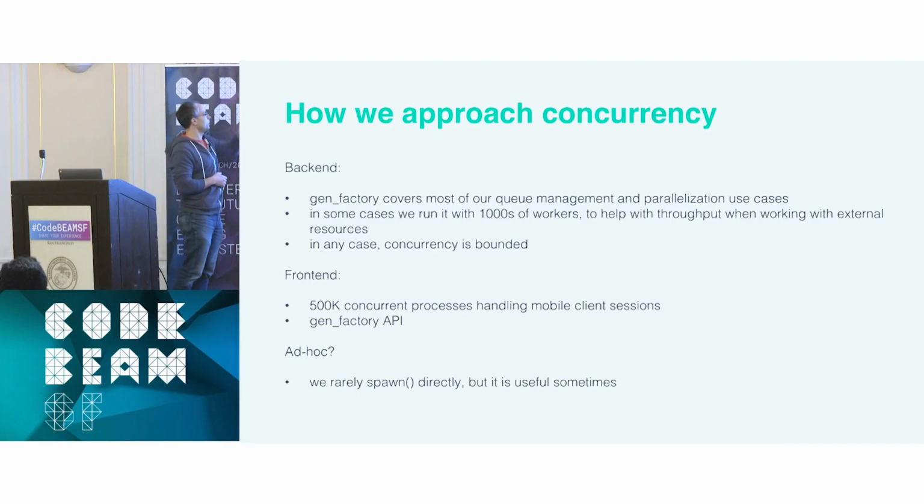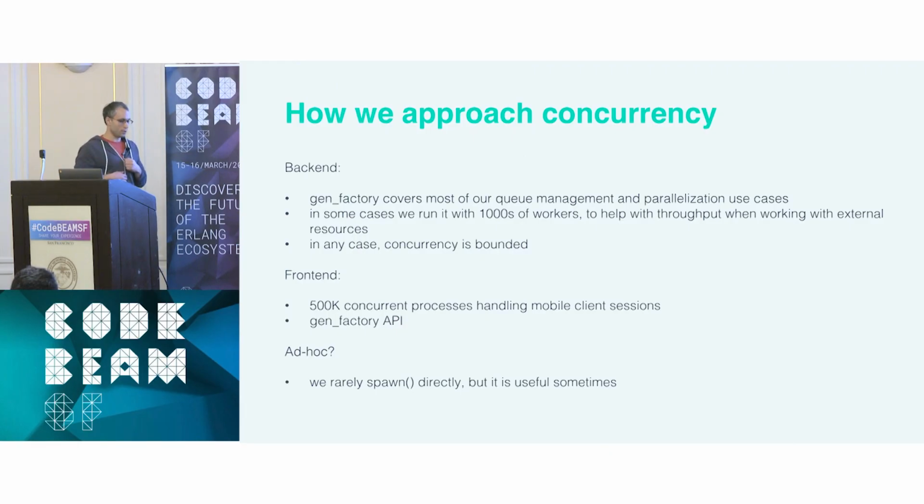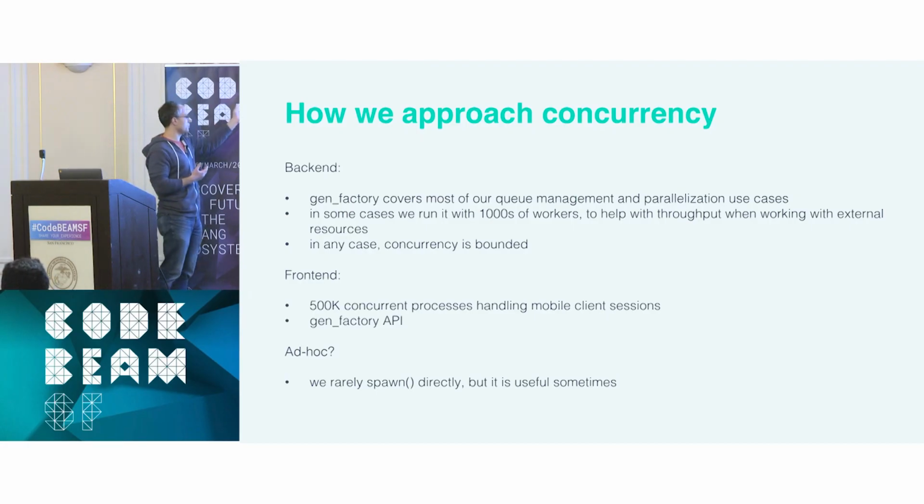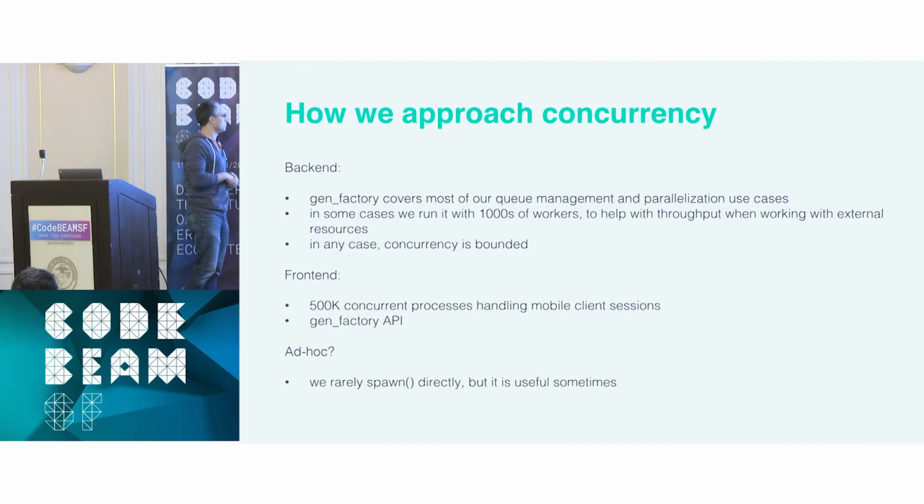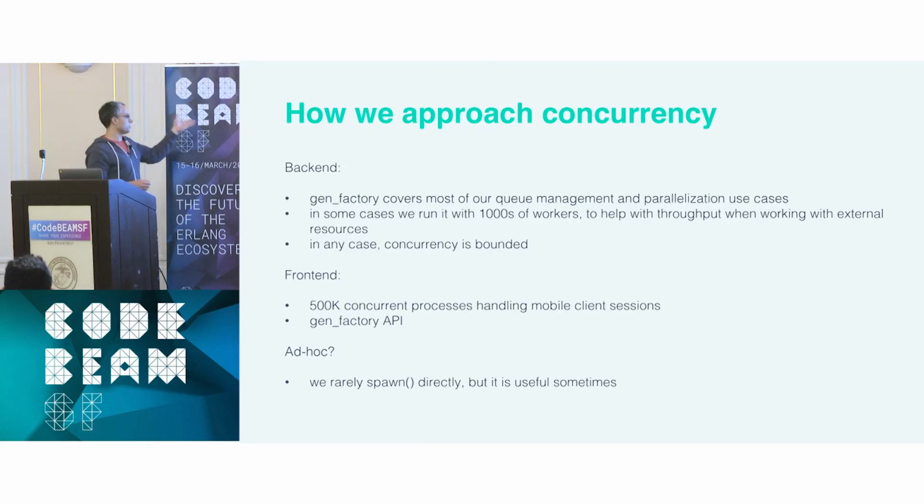And one important thing is that for backend, our concurrency is always bounded, which is maybe a little unconventional for Erlang systems, but it makes it easier to reason about, and also easier to surface all the operational stuff, especially when it comes to firefighting, dealing with problems, and observing the system behavior. So on the front end, there is a natural concurrency because we run a process for each active connection, active session. So at peak, we run about 500,000 concurrent processes each handling a TCP connection at the same time on a single node. And we also heavily rely, again, on GenFactory for chat-to-chat communication. We rarely use spawn directly, but good thing it's always there, so we can use it whenever we feel like it.